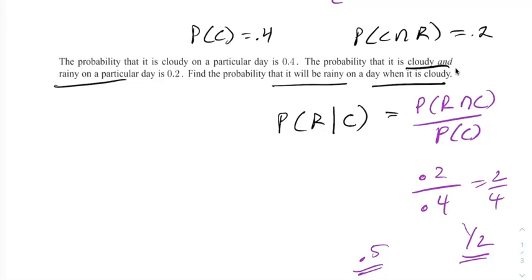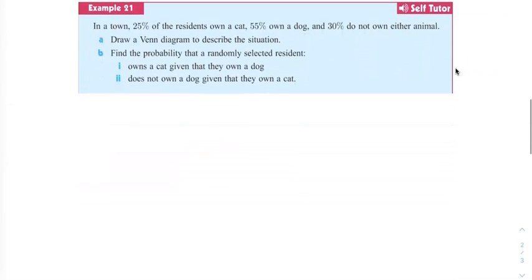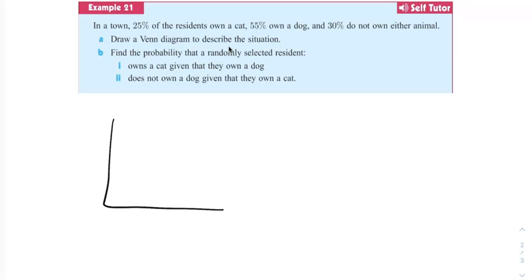We'll typically use this with either tree diagrams or Venn diagrams. So let's do the first one here. In the town, 25% of the residents own a cat, 55% own a dog, and 30% do not own either animal. Draw a Venn diagram describing this situation. So we need a Venn diagram.